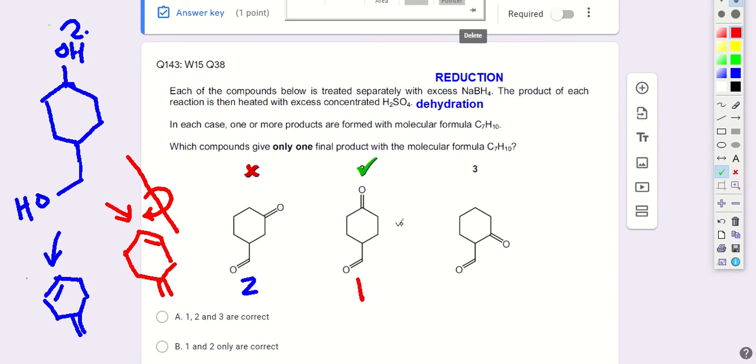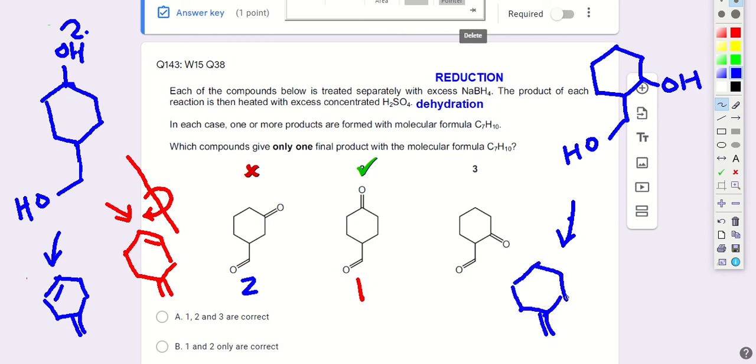Now let's check if number 3 is also the answer. I'm going to start with number 3 now. I'll draw it on the right hand side this time. This ketone will be reduced to a secondary alcohol, and this aldehyde to a primary alcohol. Again, we will do the dehydration now. For the first product, I'm going to remove the hydrogen from this carbon, and I get this. This one always removes the hydrogen from the only adjacent carbon. So I will get this compound.